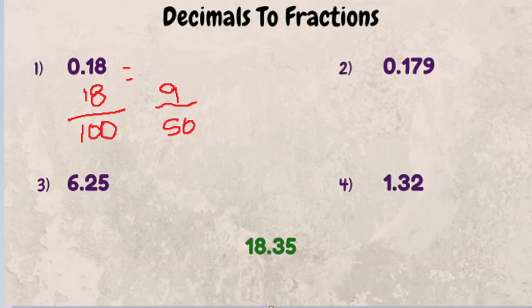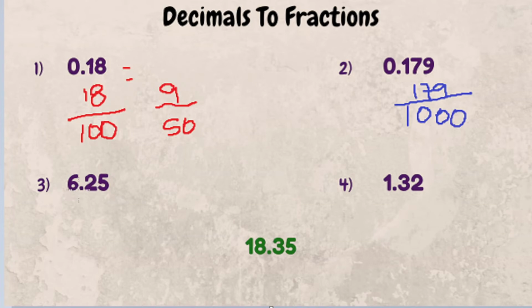Example number 2. This is 179 thousandths. This is tenths, hundredths, thousandths place. So let's go ahead and put 179 over a denominator of 1,000. I don't think there's any number that can go into both of these, because this number is not even, so we can't reduce this fraction any more. So 179 over 1,000 is 179 thousandths in fractional form.